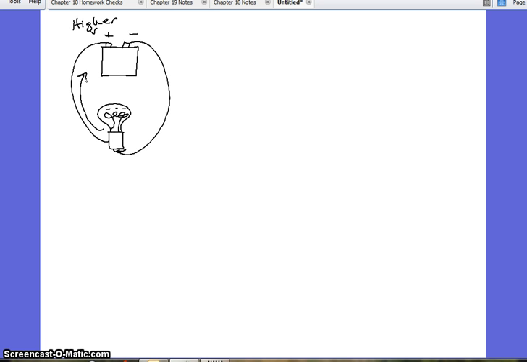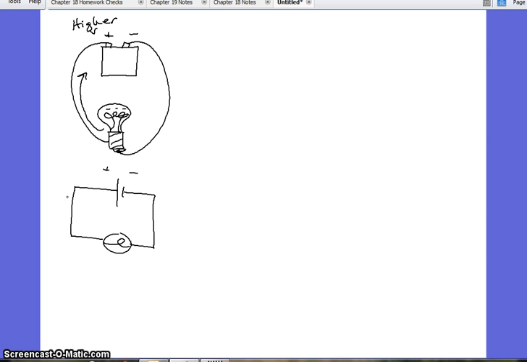Now, when we represent this in a schematic, we don't draw the actual light bulb and the battery as how they look in real life. We use a shorthand notation that's fast and simple. Here would be our battery with the positive and the negative. And we always draw the wires in a box shape. And the light bulb is a circle with a squiggle line in it. And so the electrons are going to start to move towards the positive plate.